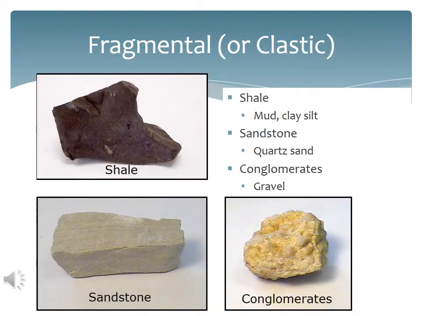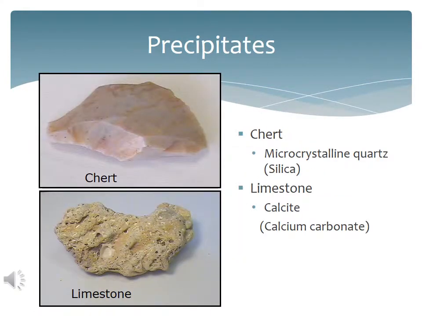Three common types of sedimentary rocks are shale, which is made of very fine materials, muds; sandstone, made of sand-type material; and conglomerates, made of a little bit bigger stuff, more than about 2 millimeters across, gravel, pebbles, things like that. Two common precipitated sedimentary stones are chert and limestone.